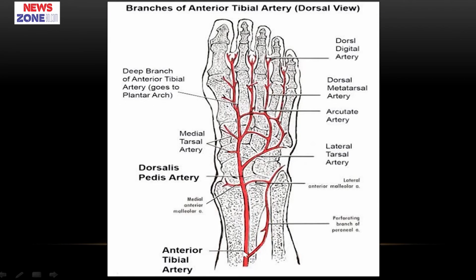This figure shows the anterior tibial artery, which continues as dorsalis pedis artery, and these are medial tarsal artery. It is lateral tarsal artery, it is arcuate artery, it is dorsal metatarsal artery, and these are dorsal digital artery, and this is the deep branch of anterior tibial artery that goes to the plantar arch.